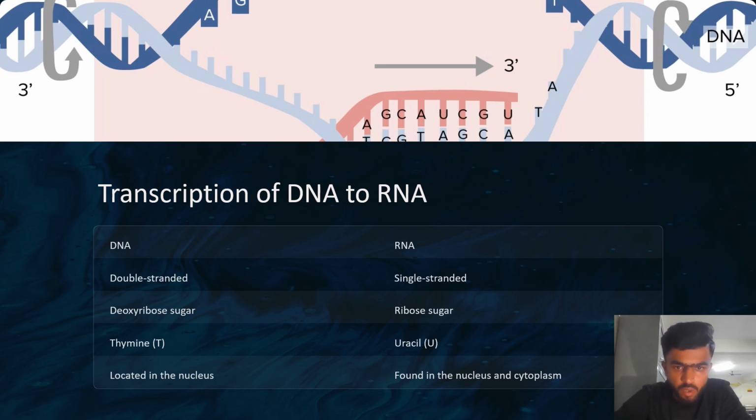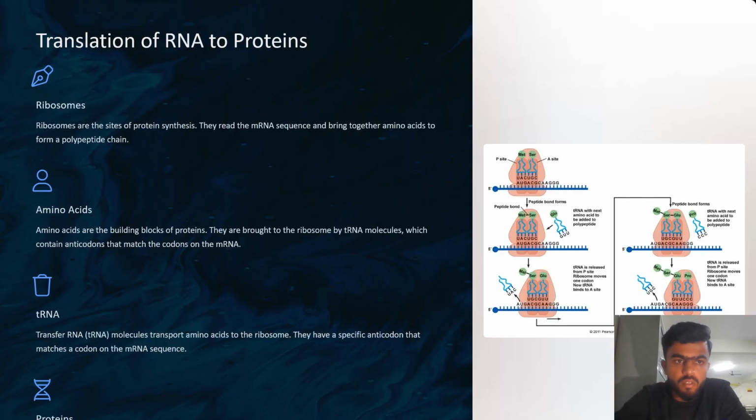Transcription of DNA to RNA. DNA is double-stranded, contains deoxyribose and thymine, and is located in the nucleus. RNA is single-stranded, contains ribose sugar and uracil, and is found in the nucleus and cytoplasm. Translation of RNA to proteins.